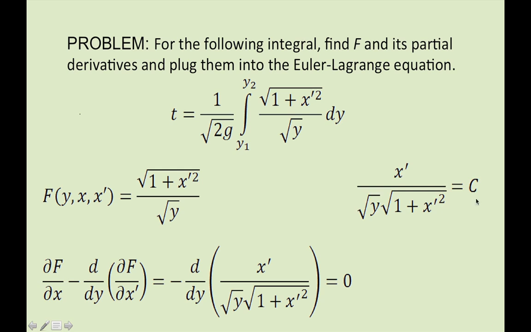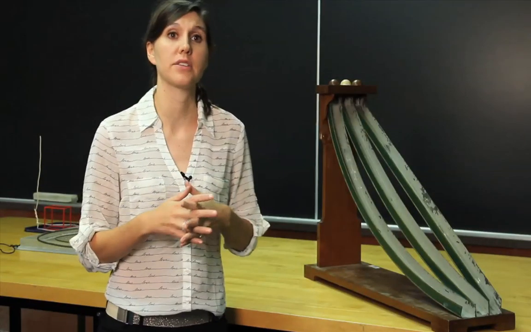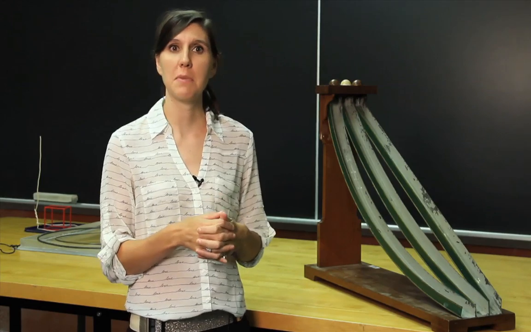It turns out the path with the quickest transit time is actually a cycloid, and this is the differential equation for a cycloid. This derivation is done for you in Boas, Chapter 9, Section 4. Now that we know that a cycloid is the quickest path for the ball, we can make our prediction.